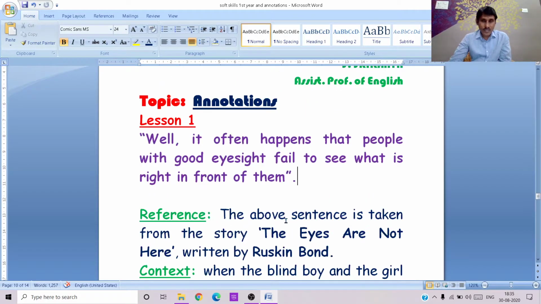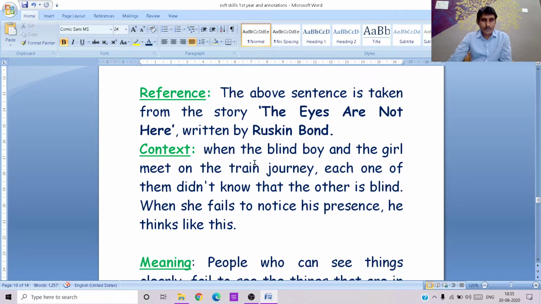Well, I'll tell you. The reference you need to tell. Reference: The above sentence is taken from the story The Eyes Are Not Here, which is a short story written by Ruskin Bond. The first part of the story is the reference. You know that it's a story about two blind youngsters, one boy and one girl, who meet on a train journey, and the boy wants to play with the girl. He was very curious to know how she looked, how her hair was, etc.